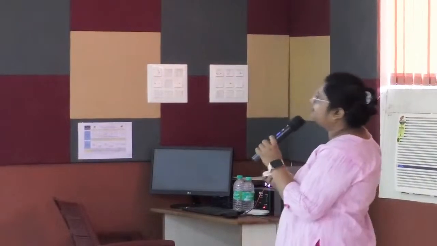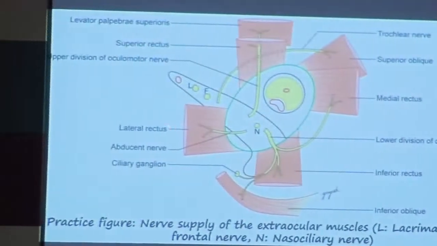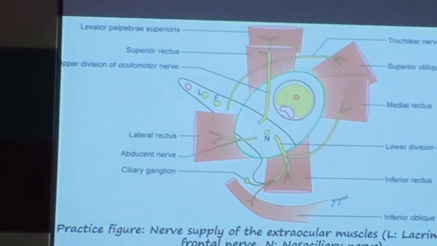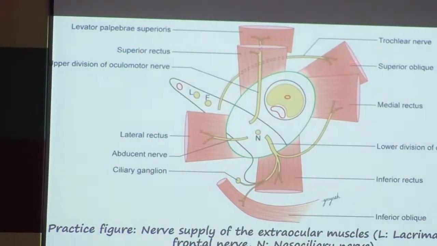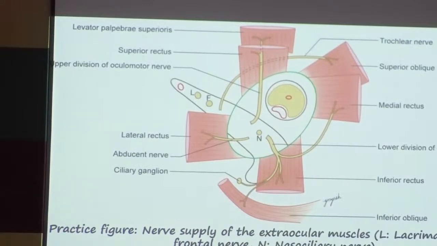See here different recti: superior, inferior, medial, lateral recti originating from the annulus of Zinn. And here is the levator palpebrae superioris. Here is superior oblique. Here is inferior oblique. 7 muscles. Okay, these 7 muscles you have to write down if you are asked extraocular muscles.